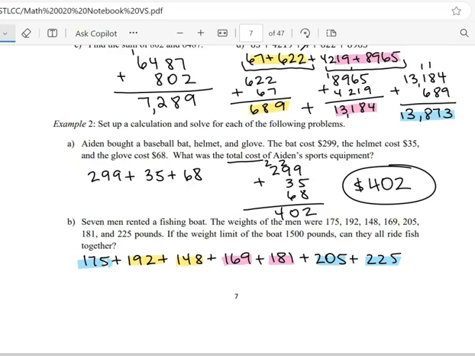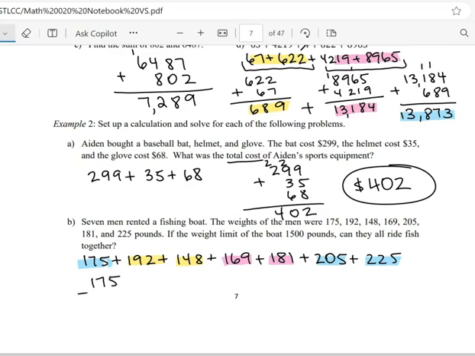But then what I looked at is I saw 192 and 148. If I do 2 plus 8, that would be a 0. So that would be a nice round number, so it would be easy to add. And then 9 and 1, again, you can add it and get a 10. So let's go ahead and do the first one.